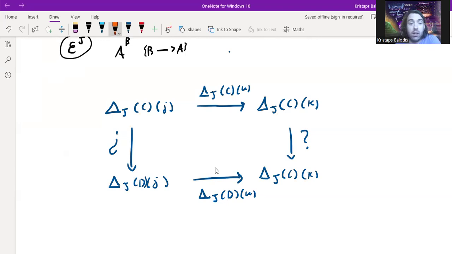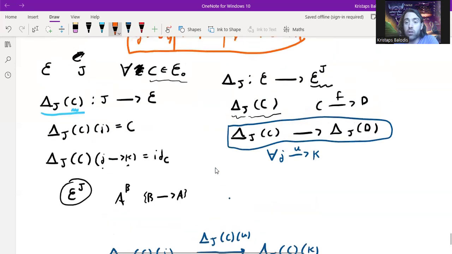Delta J of C, I said that was going to be the constant functor, so that just sends everything to C. So my corners are just C, C, D, and D. And the map U is just the identity on C by definition, and this is the identity on D by definition. So I need to choose some maps from C to D that make this diagram commute.